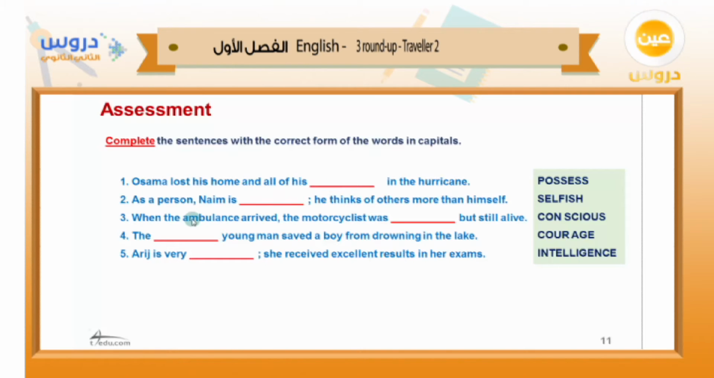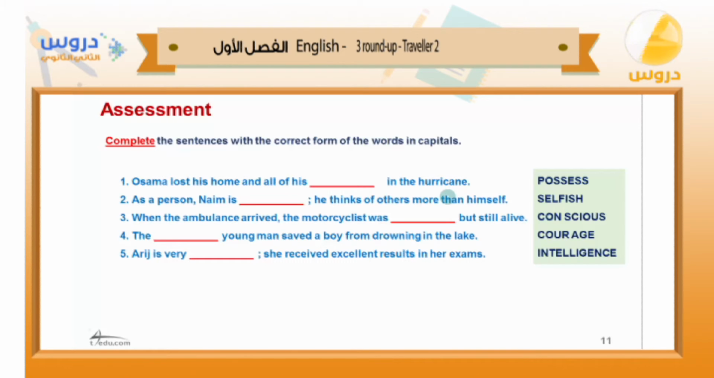Number 2, now you try to do this as a person. Naeem is selfish. Let's complete the sentence and see the meaning. He thinks of others more than himself. He can't be selfish. If you think about people more than yourself, you're not selfish. Okay? So this is the opposite. So what is the opposite of the word selfish? If you think about yourself more than others, you're selfish.